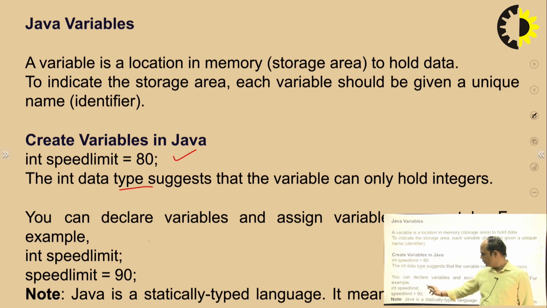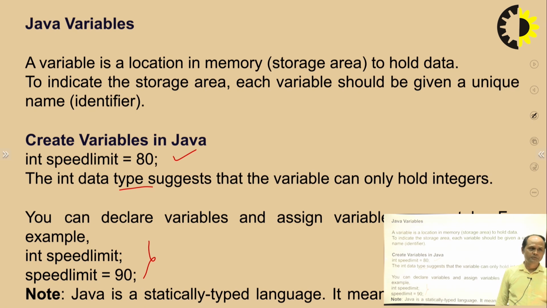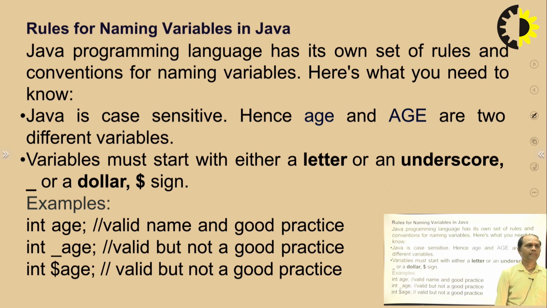You can also define it in this particular method: int speedLimit, and then speedLimit is equal to 90. You can define it like this also. Both are the same. In the variable, Java has some naming rules for the variables.